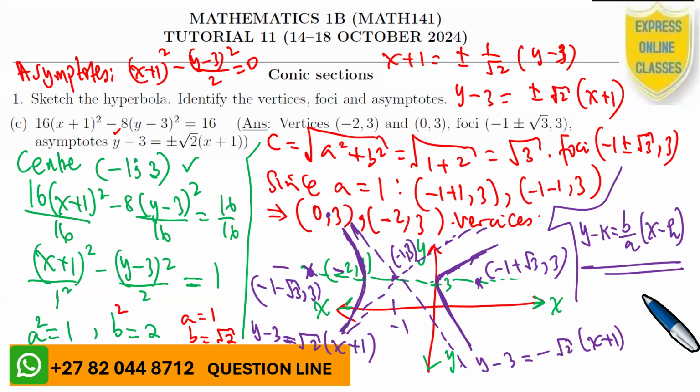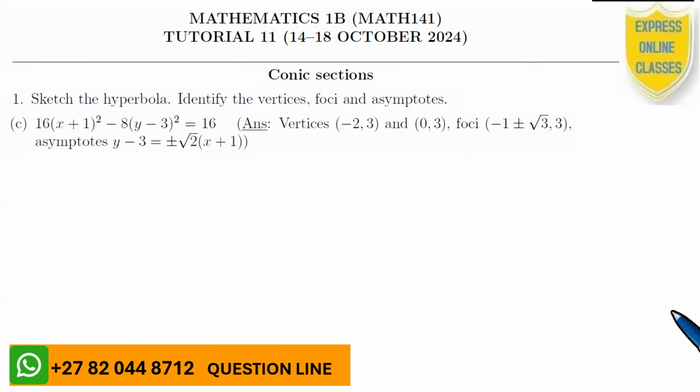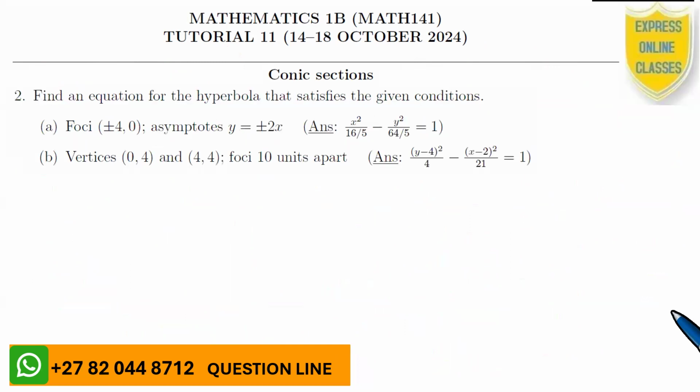So we continue. Let's try the next question. Okay, we're doing C now. Right, so now let us look at conic sections, looking at number 2. Find an equation for the parabola that satisfies the given conditions. So we're looking at 2A.